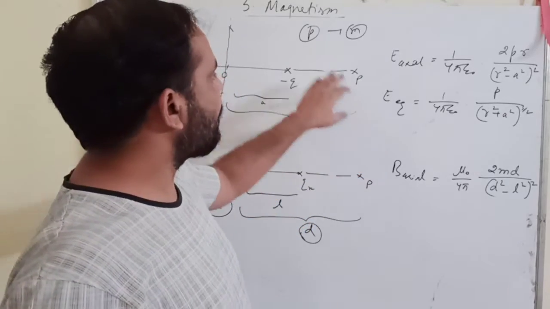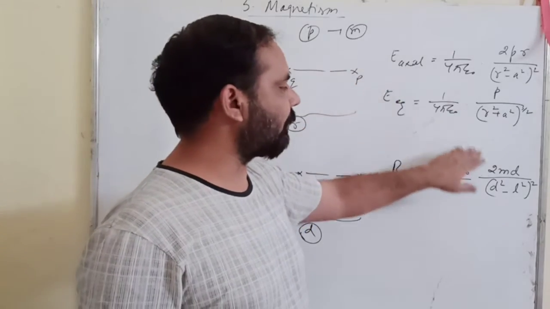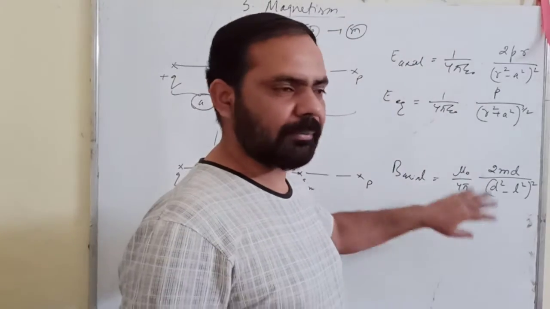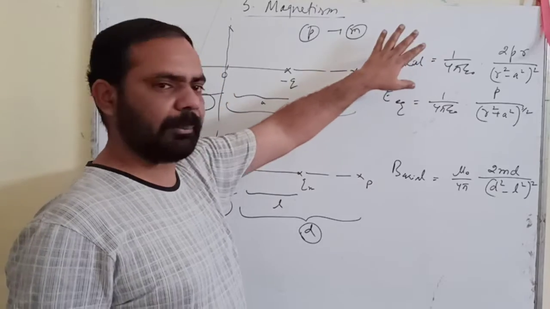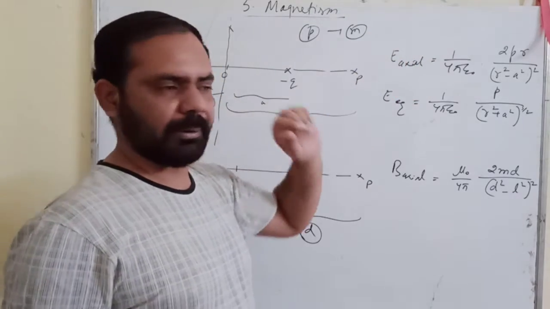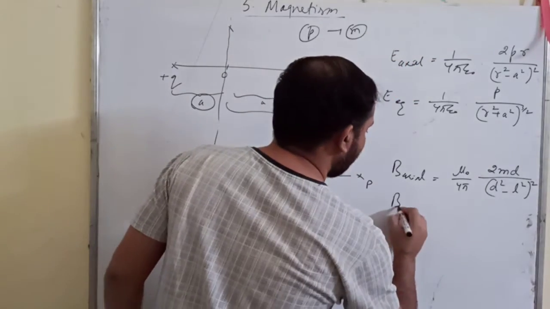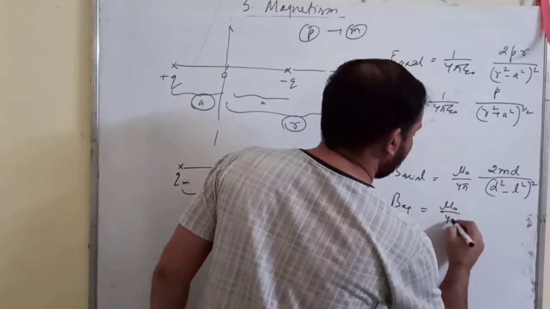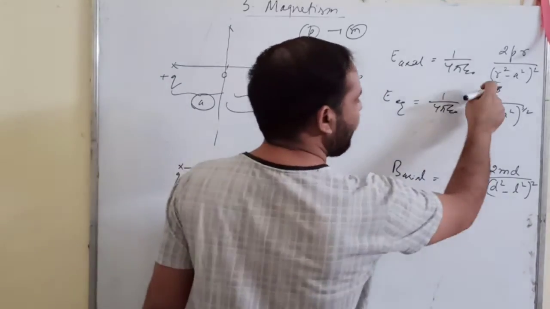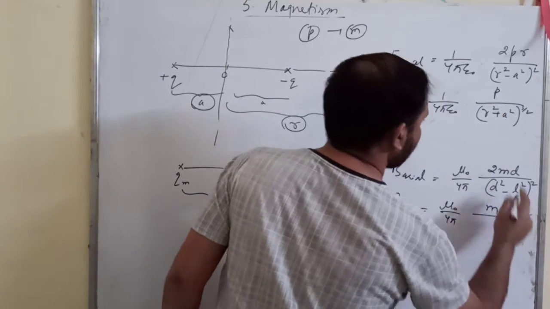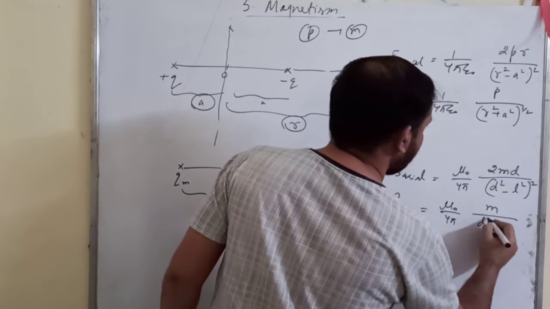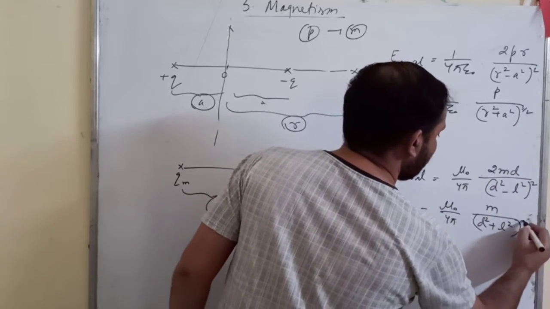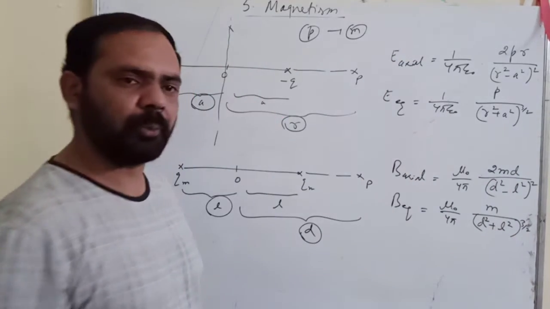Okay, so you can simply understand that the same type of formula you are getting here means that the steps to be followed are just similar to those for the electric dipole. Similarly, B equatorial is equal to mu naught upon 4 pi, P will be replaced by m, r will be replaced by d square, plus a will be replaced by l square, raised to the power 3 by 2.